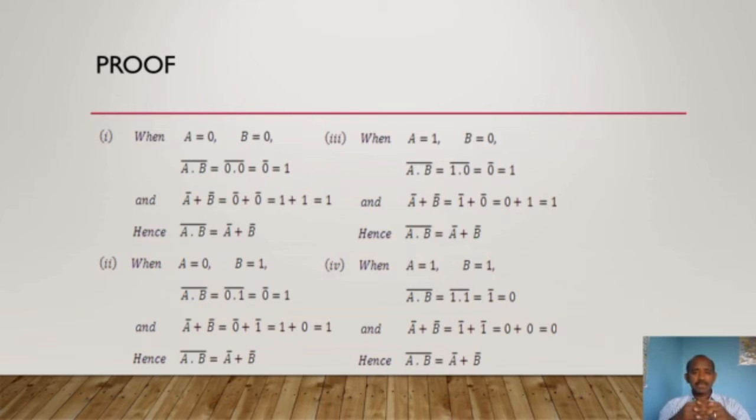In case 3, we are interchanging the inputs, that is A is equal to 1 and B is equal to 0.